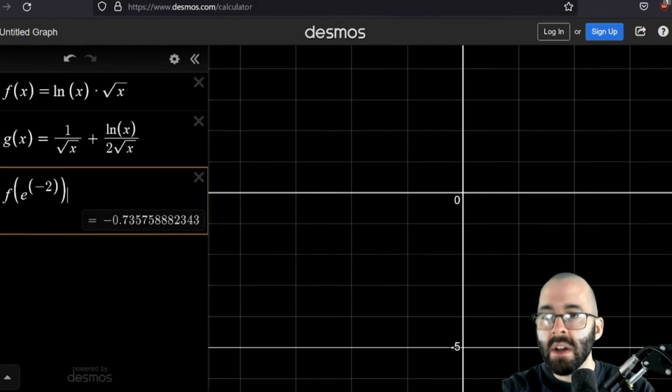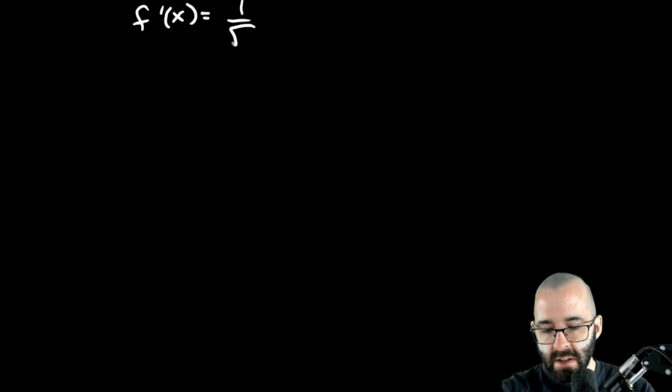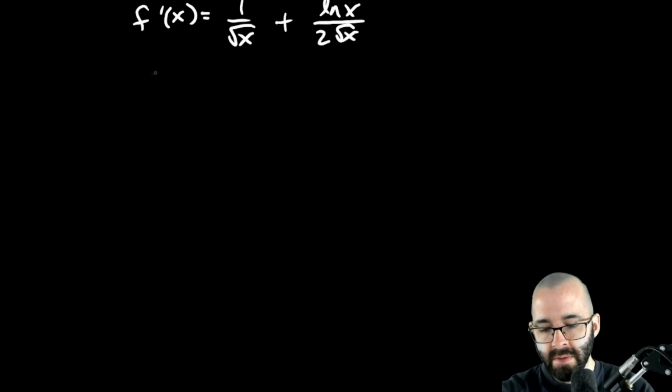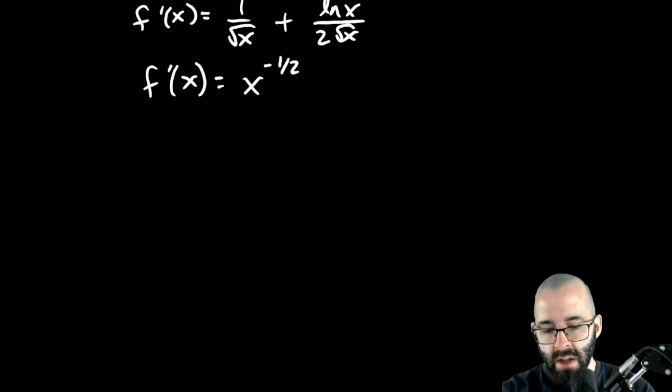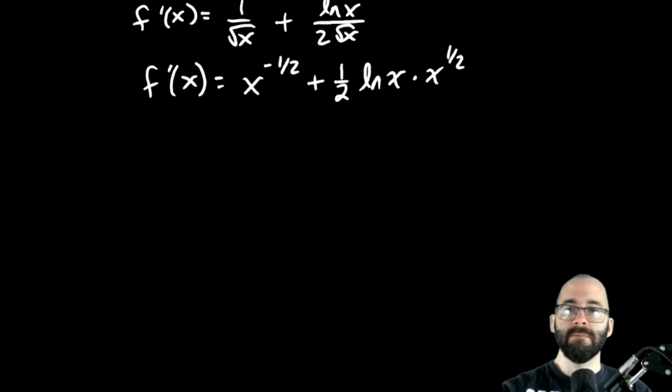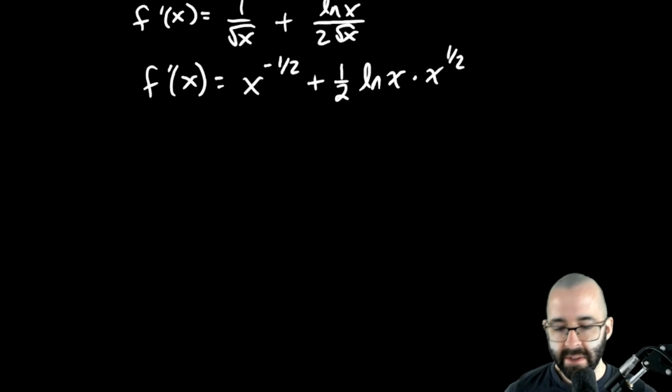Part C is asking about concavity. So to get concavity, we're going to have to look at the second derivative. Remember that the first derivative, we said, was 1 over square root of x plus ln x over 2 root x. And then we also had said that we might want it in the other form. And we will definitely want it in the other form to take the second derivative.